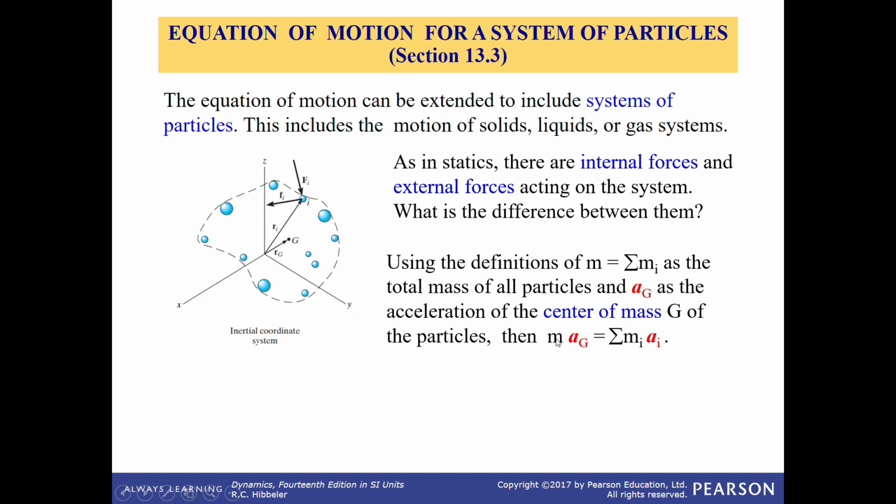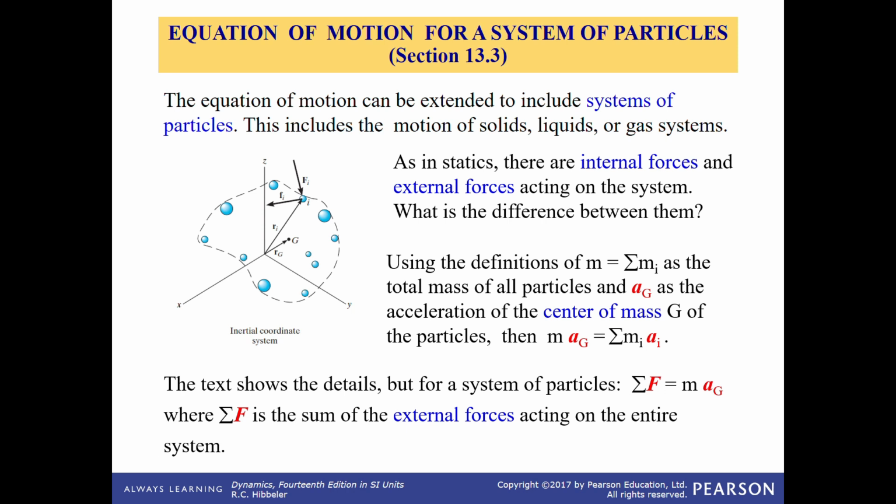M here is the total mass. It's mentioned here: M is the total mass of all particles, meaning you have considered all the particles, and Ag is the acceleration of the center of mass, meaning you have combined all the particles as one body and you need to determine where the center of gravity is. So that's the location of Ag.